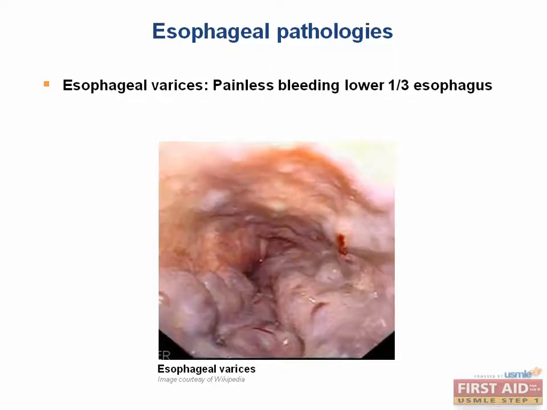Another important esophageal pathology to know is esophageal varices. Esophageal varices we mentioned before in the context of portosystemic anastomoses. This is painless bleeding of the submucosal veins in the lower one-third of the esophagus, and is a common source of upper GI bleed in patients with liver disease. It's important to remember that this bleeding occurs in the lower one-third esophagus.